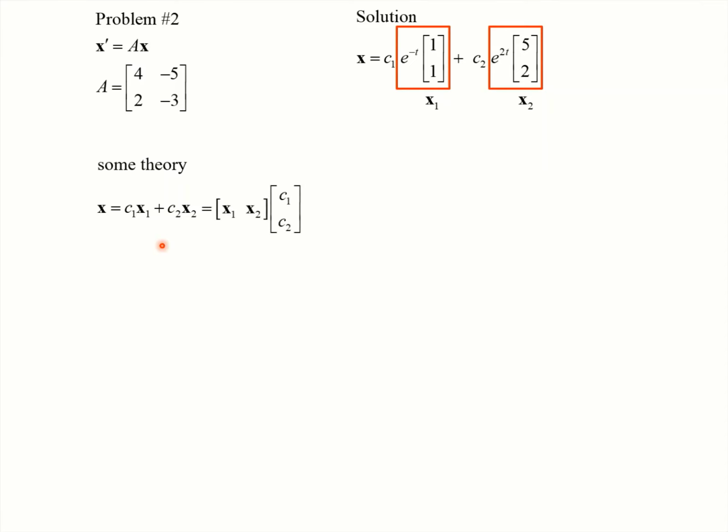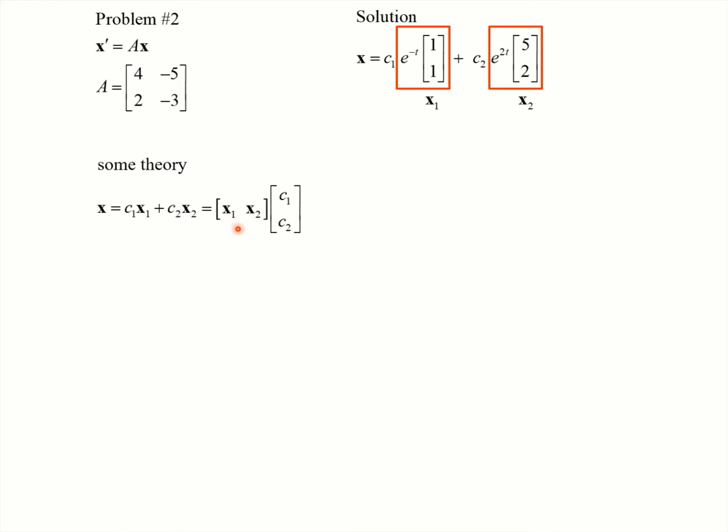I'm going to rewrite this as a row vector times a column vector. And you can see it really does say C1x1 plus C2x2. Now notice, even though this does look like a row vector, these are vectors. X1 is actually e to the negative t, and then right below it is e to the negative t, and then x2 is 5e to the 2t, and then below it is 2e to the 2t. So this, even though it looks like a row matrix, it's actually a 2 by 2 matrix in this example. And that's where all the information is.